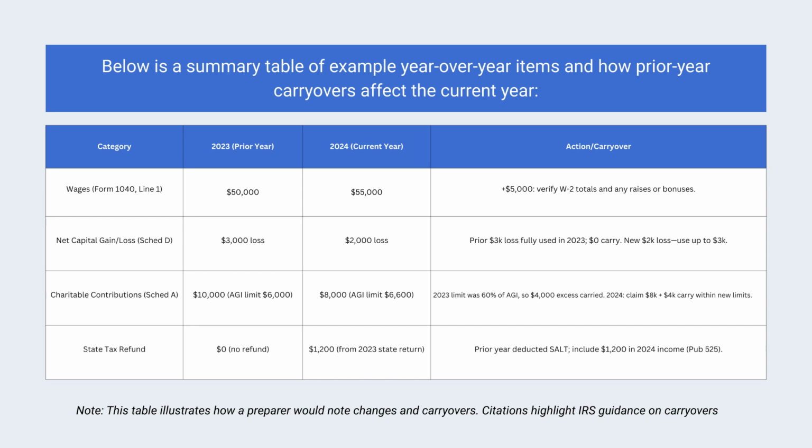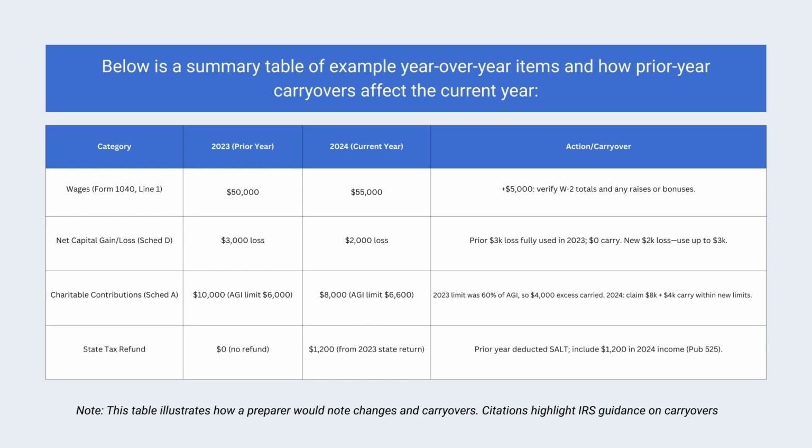So it's really about layering this year's contributions with last year's excess, staying within the AGI limit. Row 4. State tax refund. Now for the state refund. In 2023, there was no state refund. But in 2024, the taxpayer received $1,200 from their 2023 state return.